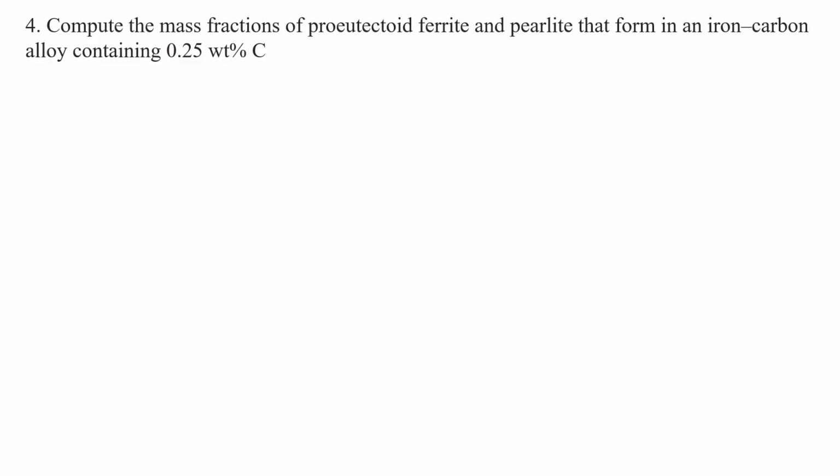So moving on to the next question. We have been asked to compute the mass fractions of proeutectoid ferrite and pearlite that form in an iron-carbon alloy containing 0.25% carbon, which is naturally less than 0.76. That's the reason it is hypoeutectoid.